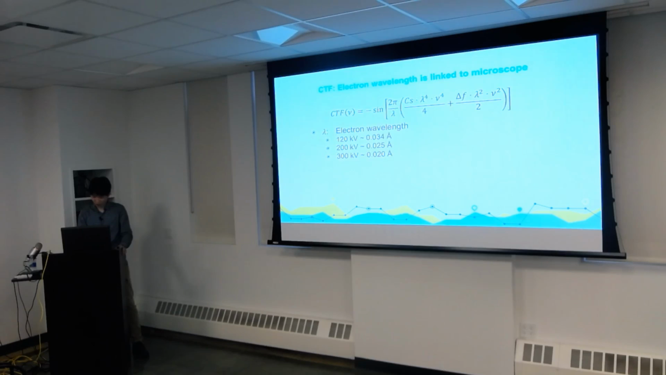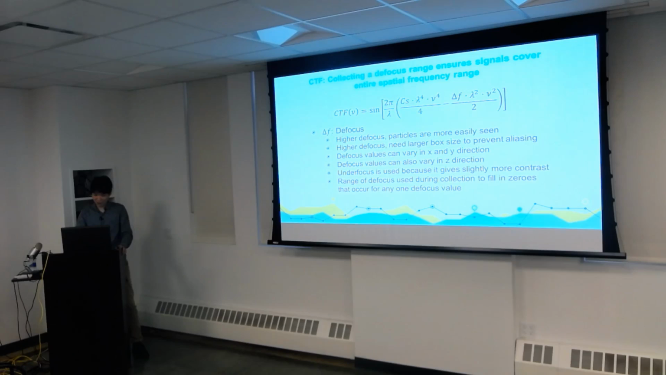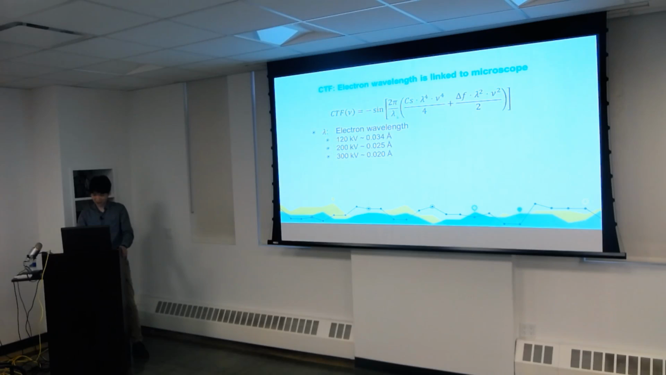Okay, so this is kind of the effect of the defocus, this delta F over here. Now the other variables in our CTF equation, we'll touch on them. The first one is actually electron wavelength, this lambda over here.